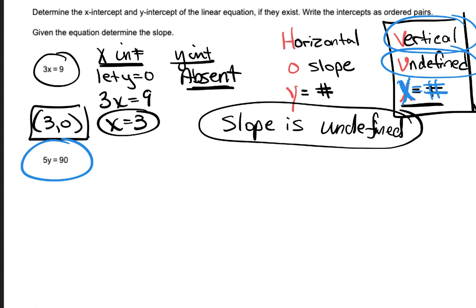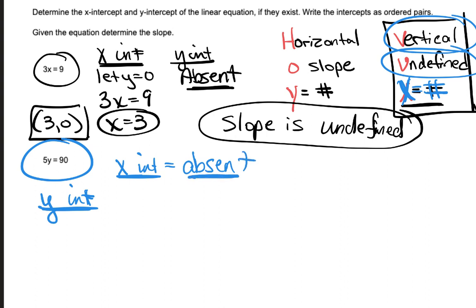Another example, 5y equals 90. The question was find the x and y intercepts first. So looking at that one, hopefully you can tell there's only a y. So that means there's only a y-intercept. The x-intercept is absent. So I'm going to write x-intercept absent. I think that's the way they word it in Pearson. You can say it doesn't exist or it's absent.